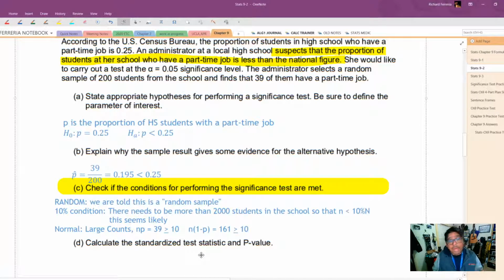For n(1 minus p), again, don't bog yourself down too much with calculations. If there were 39 successes from the sample, that means there were 161 failures from the sample. Or, failure is a harsh word, but you know what we mean in this context. 161 students did not have part-time jobs because 39 plus 161 is equal to the sample size of 200. In any case, that number is greater than 10. So having passed large counts, we are okay to proceed with our test.